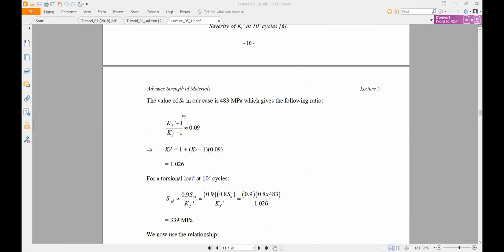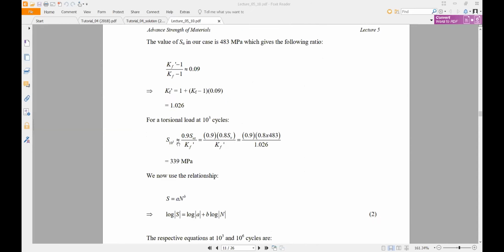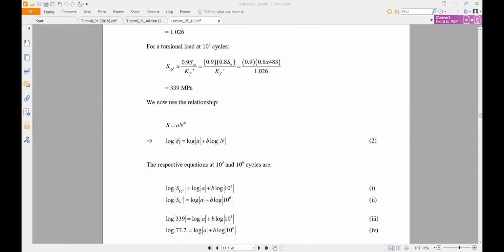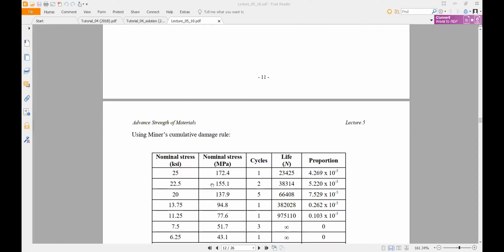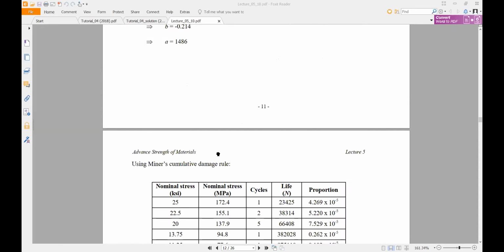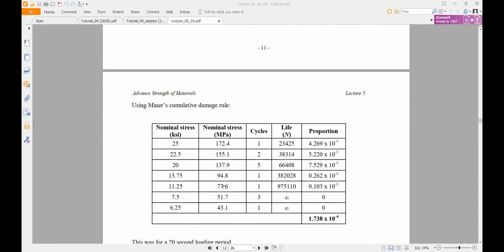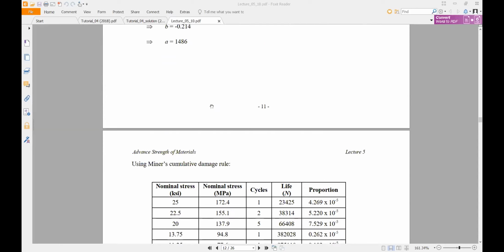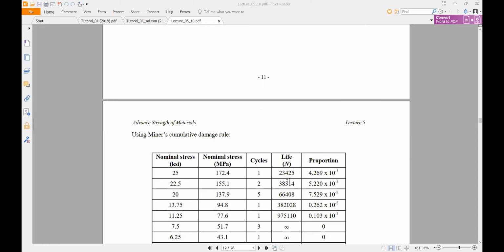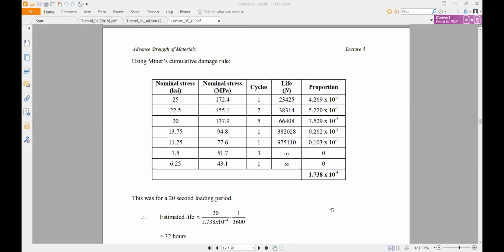So find the K prime and then the 10 to the power 3 cycle strength, and substitute into these equations to get the A, B values. Then you know the SN equation. Then convert the KSI value to megapascal as I told you. The number of cycles you can count. Then this is the value you need to get from the SN equation. You need to get the ratio between these two and get the summation. This is the number of cycles within 20 seconds.